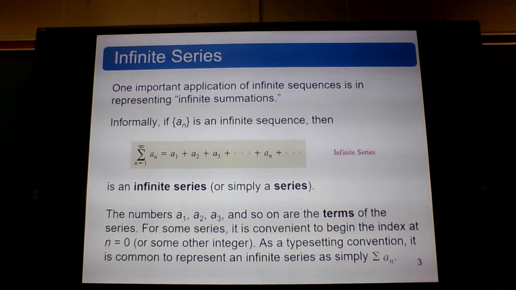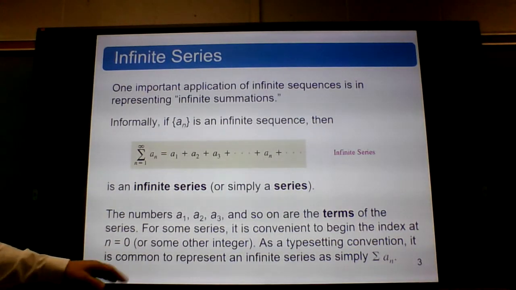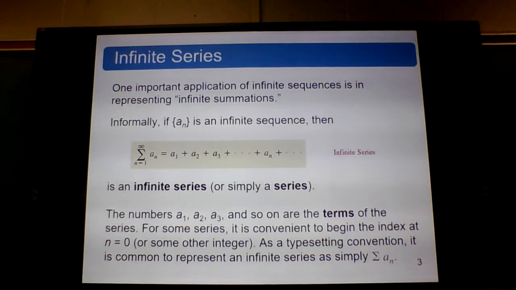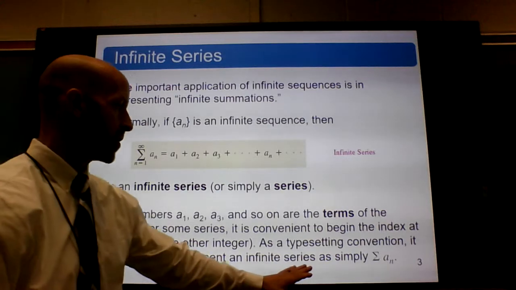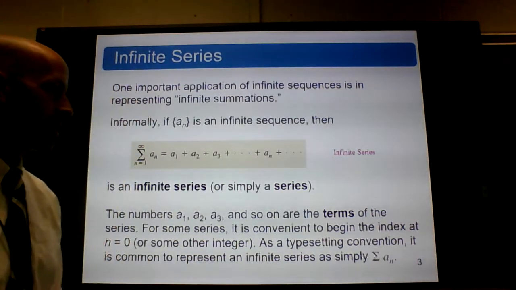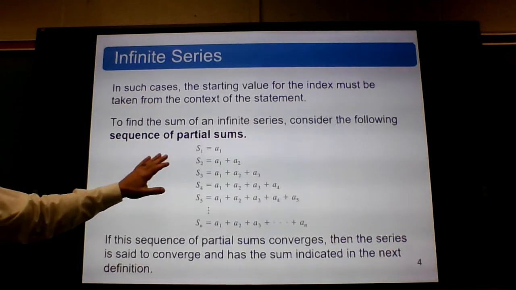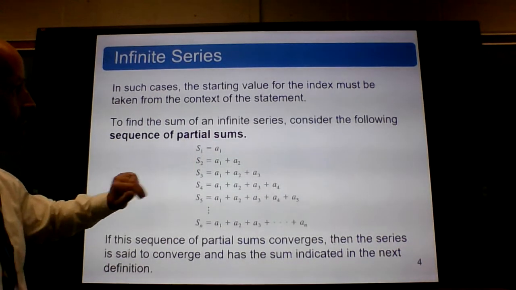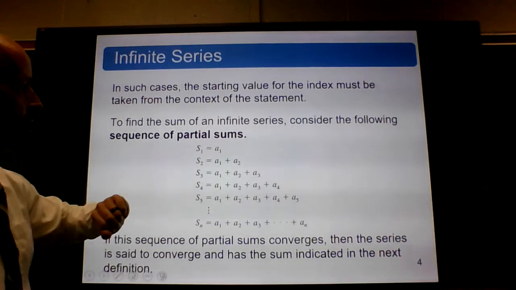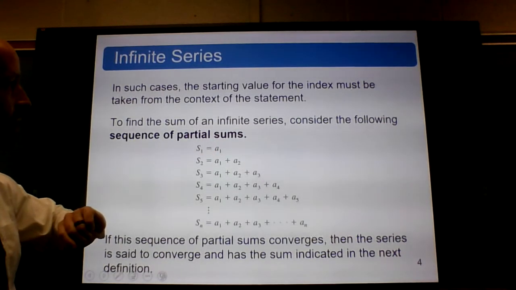For some series, it is convenient to begin the index with 0, and others we will begin with 1. As a typesetting convention, it's common to represent an infinite series as simply the summation of a sub n. In such a case, the starting value of the index must be taken in terms of the context of the statement. So if we are going to have a sub 1, then the sum of the first 1 terms is just going to be a sub n.